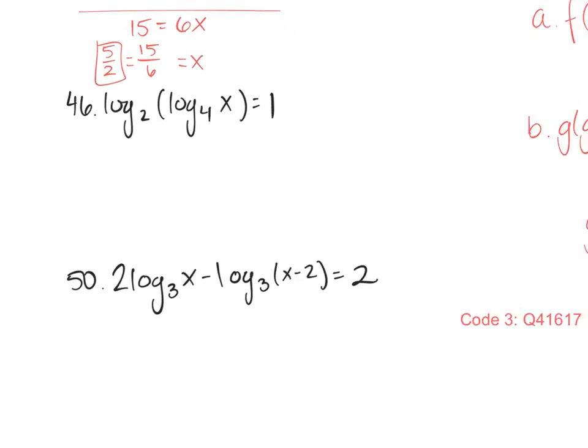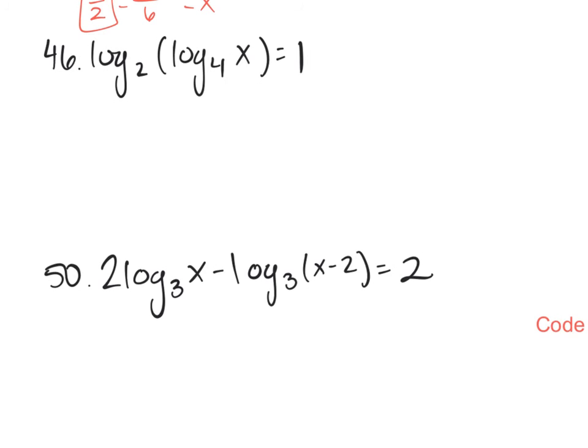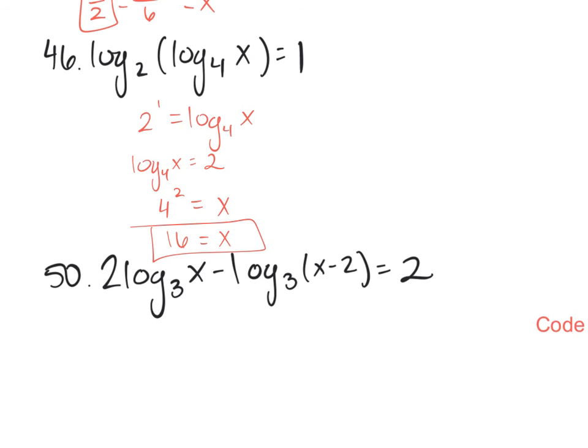Now let's look at 46. We are still solving for x. This time the equation is log base 2 of log base 4 of x is equal to 1. So we're going to rewrite the first log in exponential form. So this is 2 to the power of 1 is equal to log base 4 of x. So this just means that log base 4 of x is equal to 2. We're going to again rewrite in exponential form. So we've got 4 squared is equal to x. So x is equal to 16. And there's our answer.